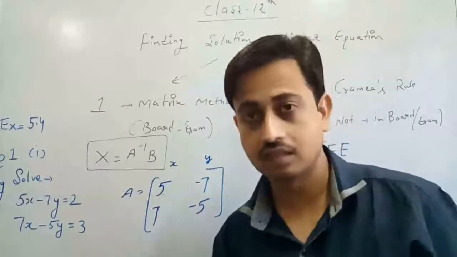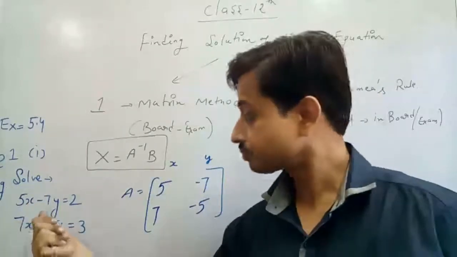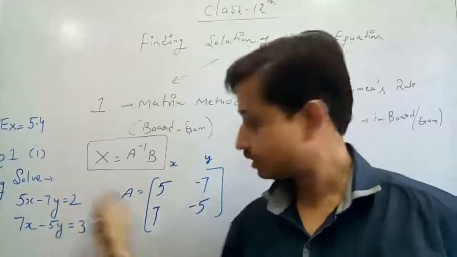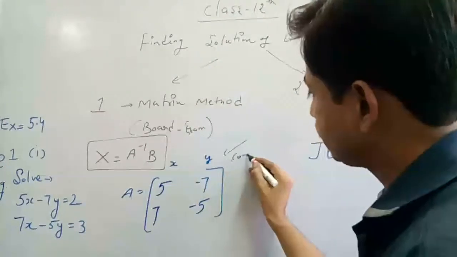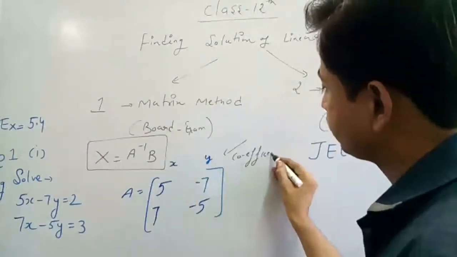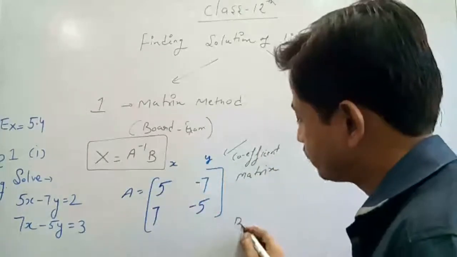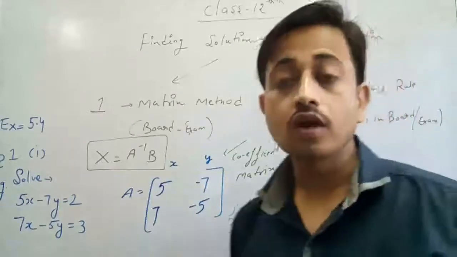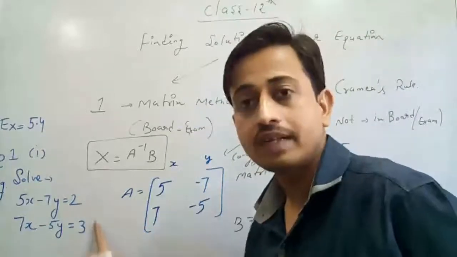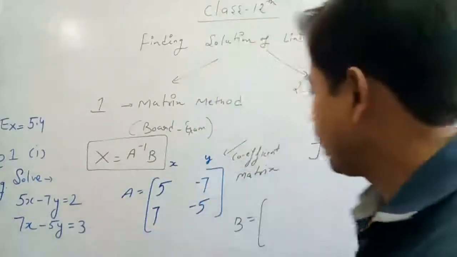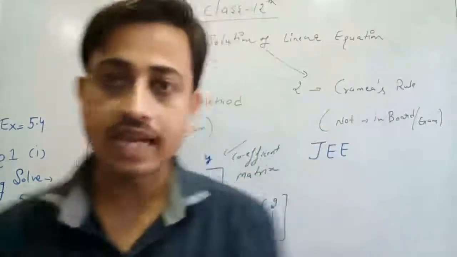B is again a matrix, which is the solutions of this linear equation, or you can say the constant terms. This is your coefficient matrix. And what is B? B is your constant element matrix. Constant means the right side elements are called your constant elements. So 2 and 3, this is your B matrix.